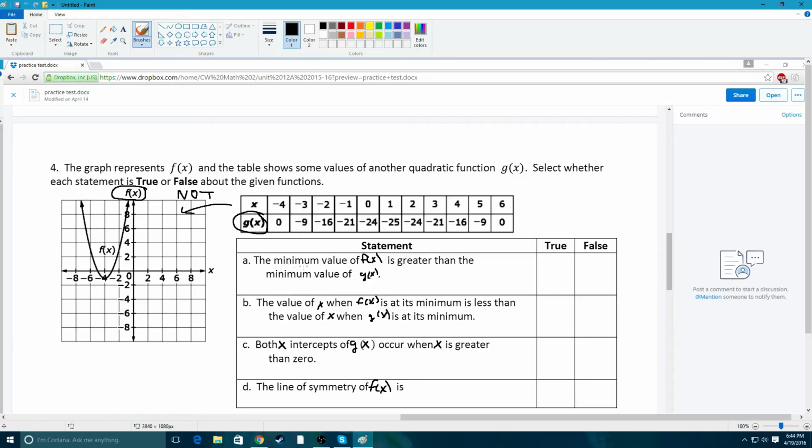Okay, so the minimum value of f of x. The minimum value is right here, and that's at -1. The smallest value, remember minimum means smallest, of g of x is right here at -25. So -1 is greater than -25, so that means the minimum value of f of x is greater.